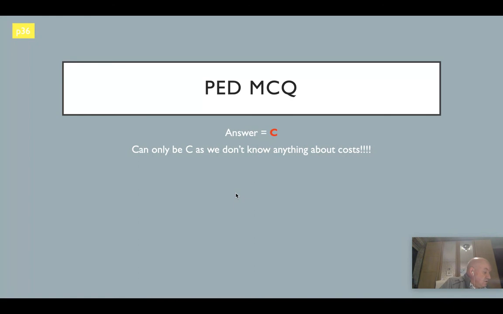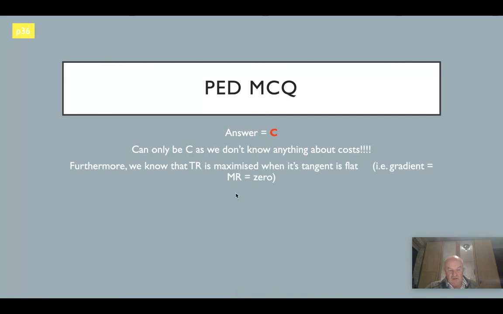So it can't be A or B, because we're talking about marginal cost and average cost. We're also talking about cost in the answer to D, which is marginal cost, and we can't tell whether we're being productively efficient because we can't see how much profit we're making. We're only being given information on revenue. So in this case, we know that total revenue is maximised when its tangent is flat. So essentially, where the gradient, which is the marginal revenue, equals 0. Okay, so that basically is the answer to that question.